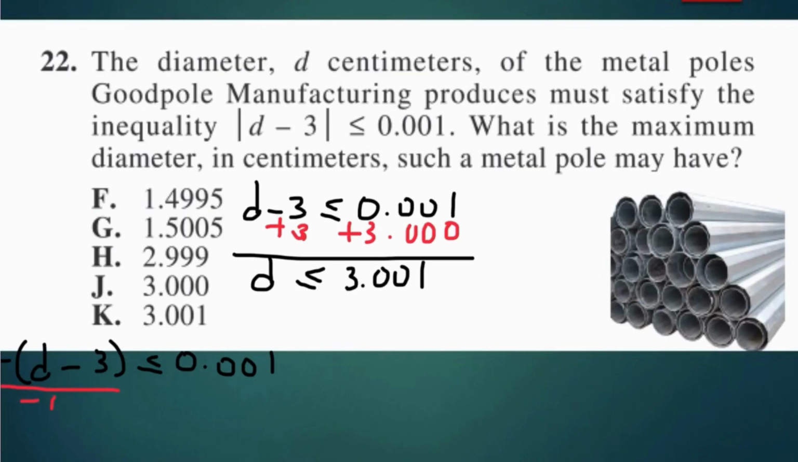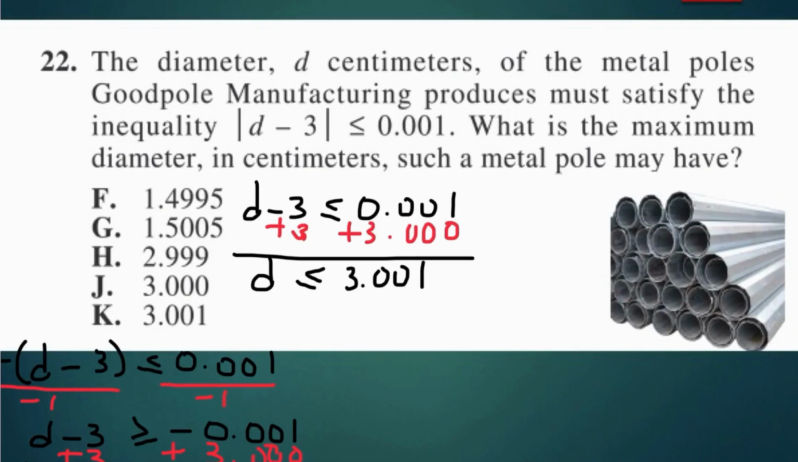In this one, we're going to have to get rid of that negative 1. So we divide by negative 1 on both sides. The thing is, when we divide by negative 1 in an inequality, we reverse the sign, so we end up with d minus 3 is greater than or equal to negative 0.001. So now when I add 3, I'm going to add 3 to zero here. I'll get d is greater than or equal to 2.999.